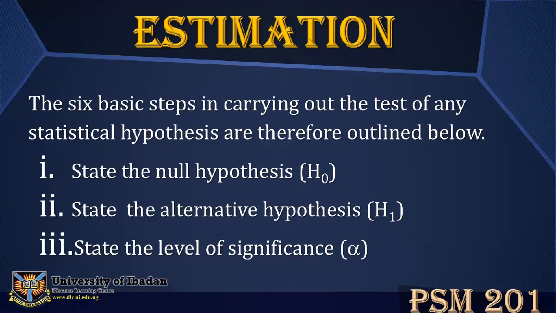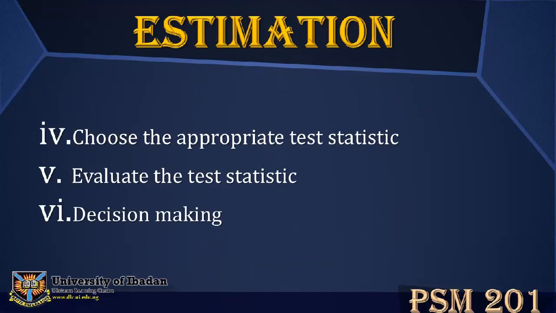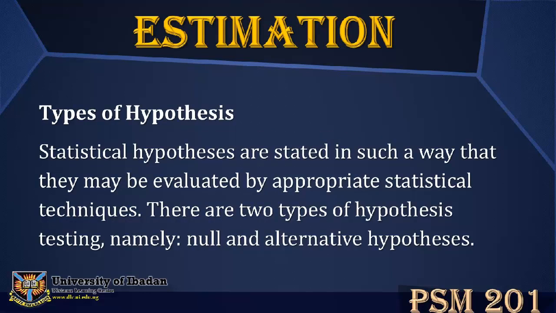The 6 basic steps in carrying out the test of any statistical hypothesis are therefore outlined below. 1. State the null hypothesis, H0. 2. State the alternative hypothesis, H1. 3. State the level of significance, alpha. 4. Choose the appropriate test statistic. 5. Evaluate the test statistic. 6. Decision making.